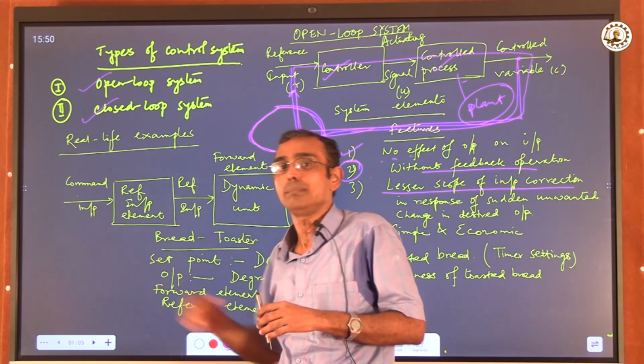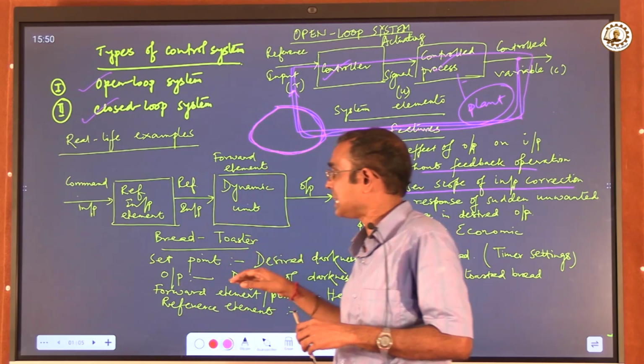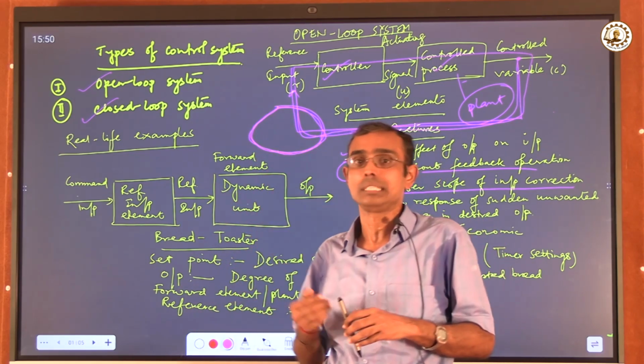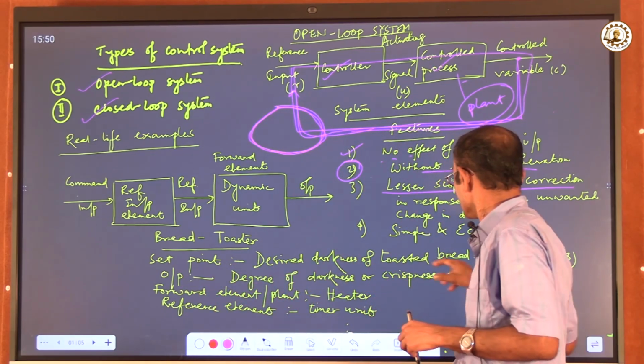Now, if this is the basic block diagram for a bread toaster, here we can say in the language of control system, the set point is the desired darkness of toasted bread.